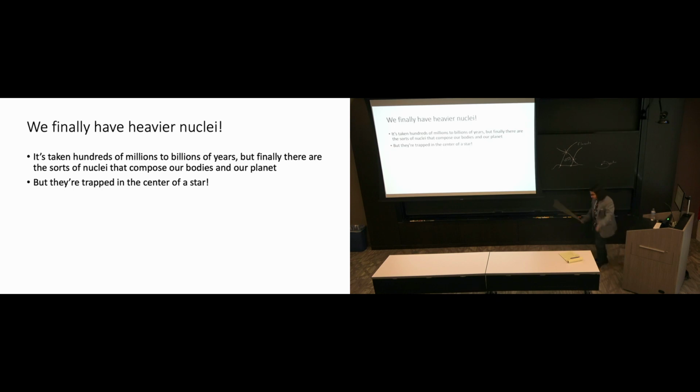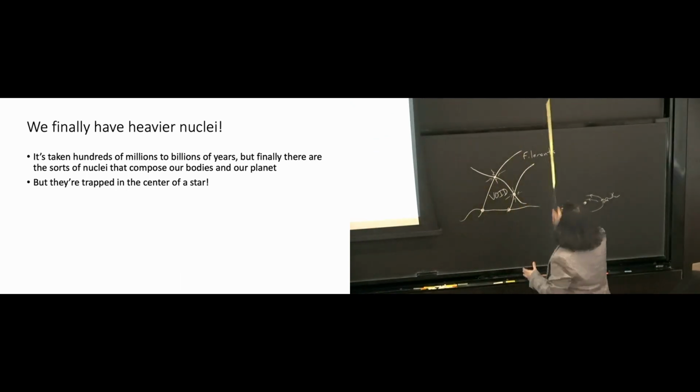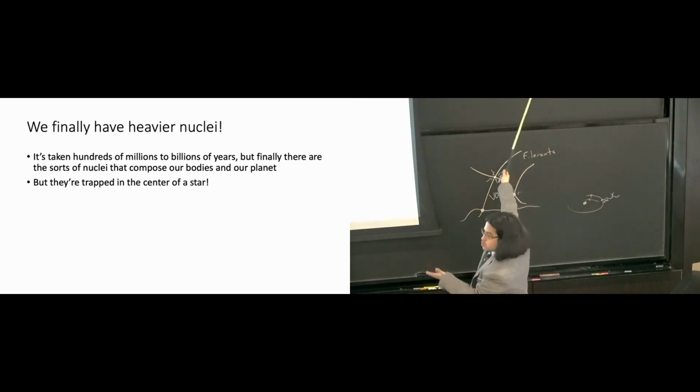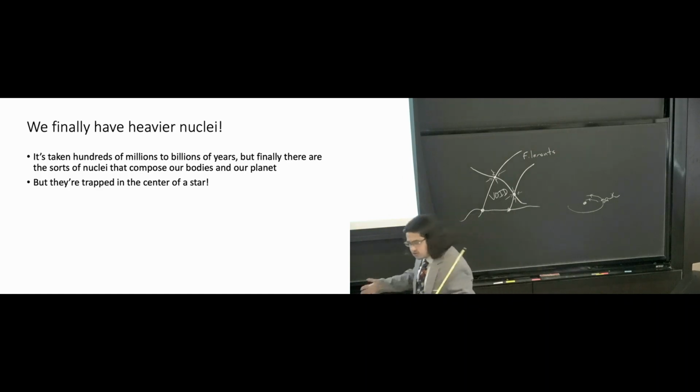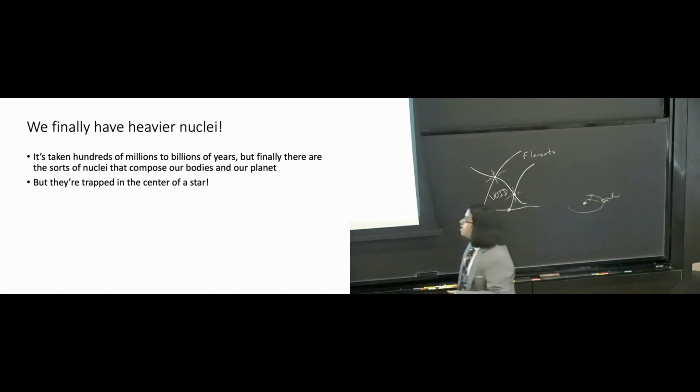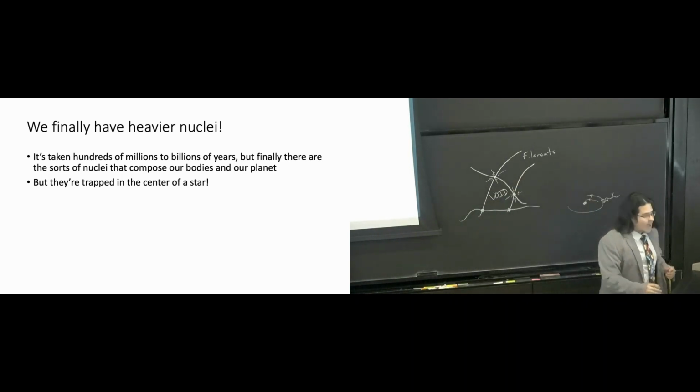So finally, we wait hundreds of millions to billions of years, and we have these regions of stars which can, we have some stars which can form and do nuclear fusion, finally. So we can think about producing the elements that make us up, but they're trapped. Whatever nuclear fusion goes on to produce carbon, nitrogen, oxygen, all of these things that we care about, they're trapped in the center of a star. What good does it do us if they're produced in the center of a star?